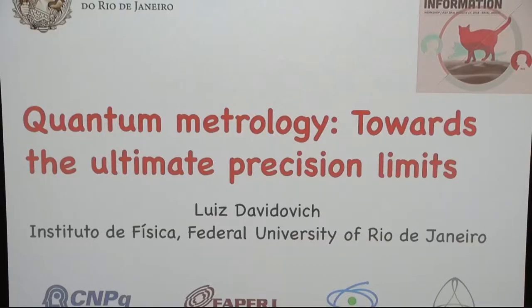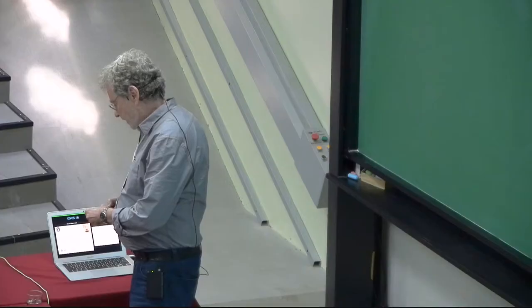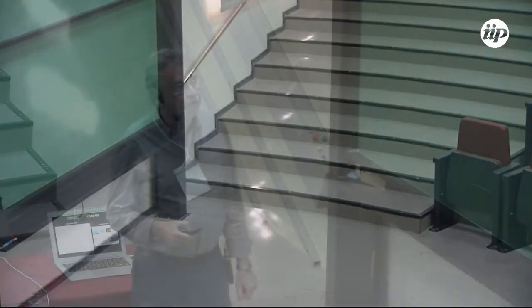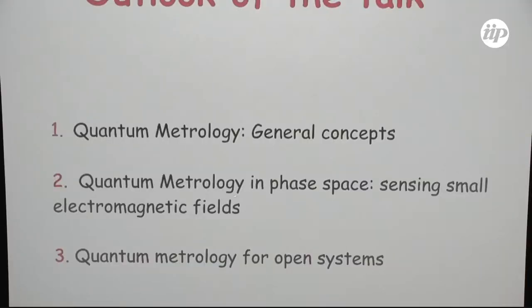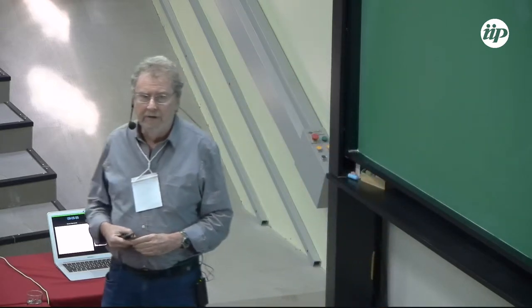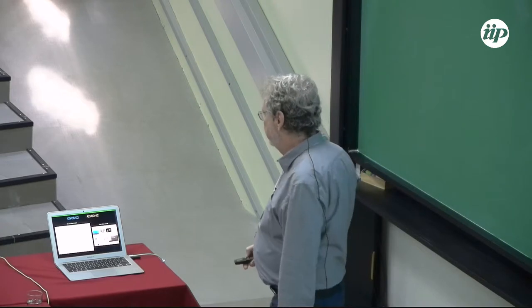Now, I'm going to tell you about quantum metrology, quantum sensing, and give you some general introduction first, and then tell you about some experiments that have been done recently with my participation. So the idea of this talk is the following. First, I'm going to introduce some general concepts on quantum metrology. Then I'm going to tell you about an experiment that involves quantum metrology in phase space, which was used for sensing small electromagnetic fields. And then I'm going to tell you about theory that we have developed at the Federal University of Rio de Janeiro in order to deal with open systems. And if there is time, I'm going to tell you something more on the quantum speed limit.